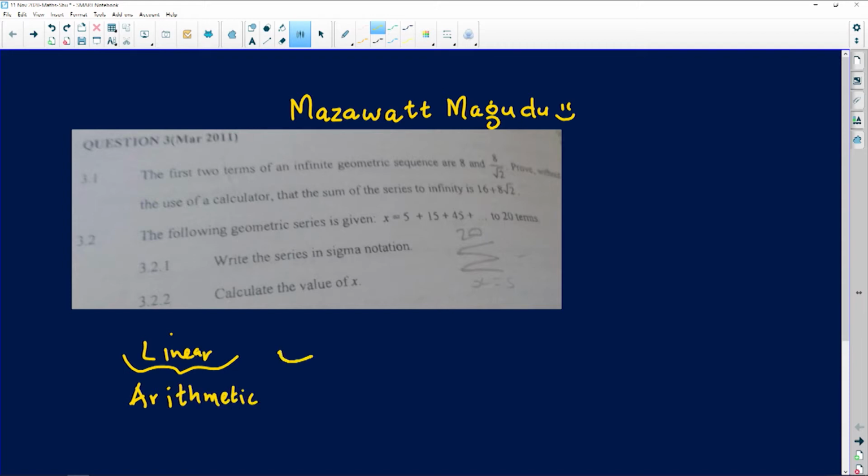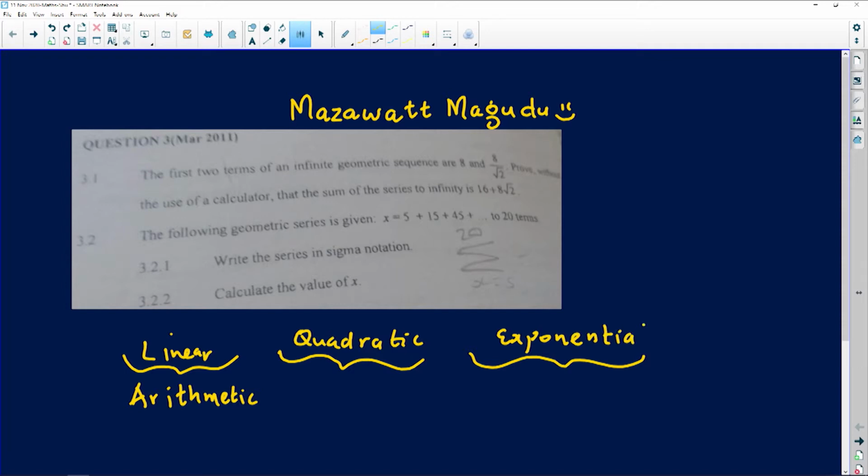The second pattern that I want to draw your attention to is what we call a quadratic pattern. This is also another pattern that is definitely in all your exams. And the last pattern that you must worry about is what this question is based on, which is what we call an exponential pattern. It also has a name. An exponential pattern is also known as a geometric pattern.